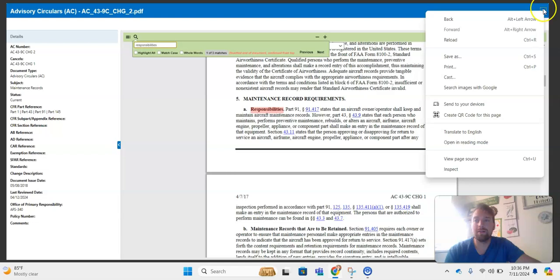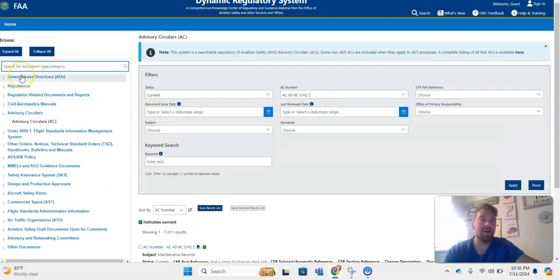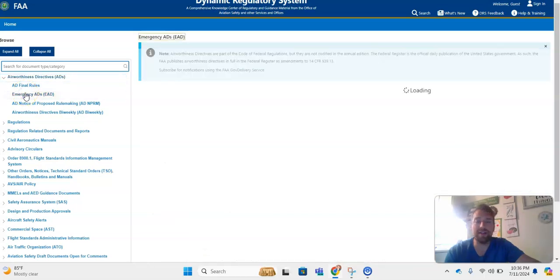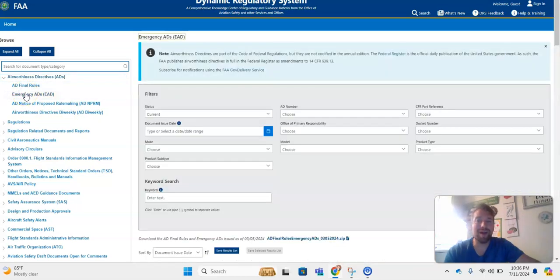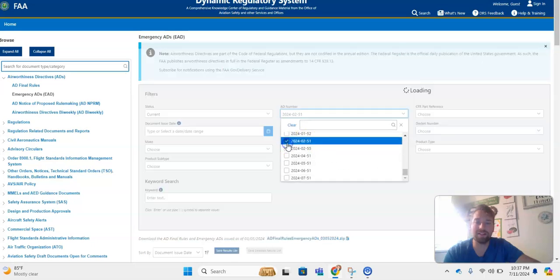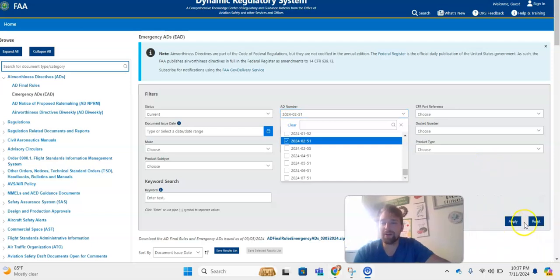So give me just a second here to reset my settings. I'm going to go to the Dynamic Regulatory System website, click on Airworthiness Directives, and click on Emergency ADs. Once I do that, it's going to give me the chance to pull down some AD numbers, and I'm going to scroll down until I find the one I'm looking for. So again, it was 2024-02, and I think 51. I think this is it. So I'm going to click on that, and then I'm going to click Apply.